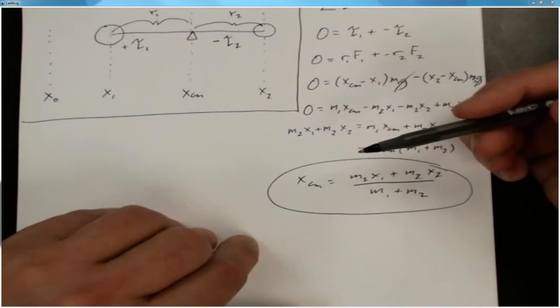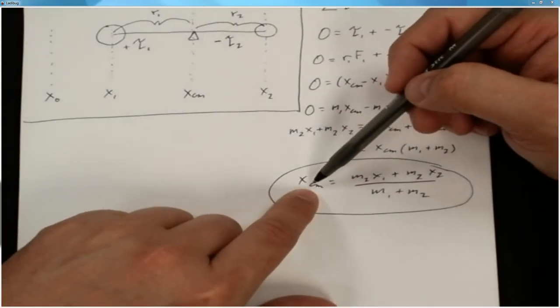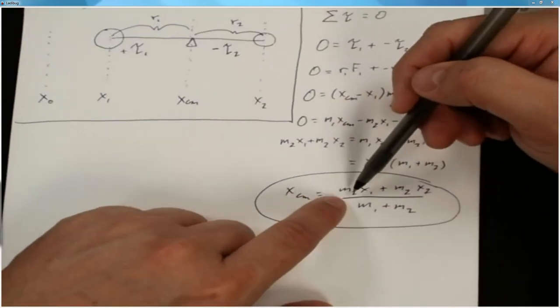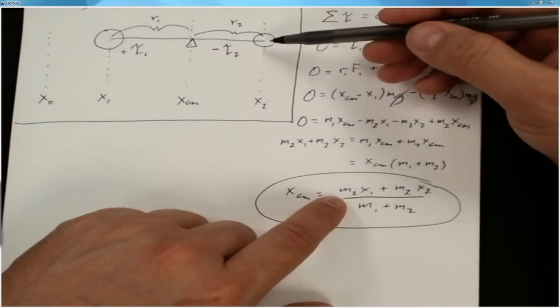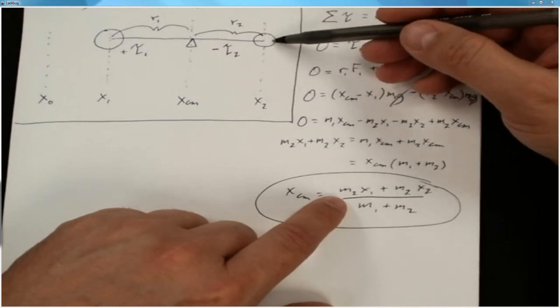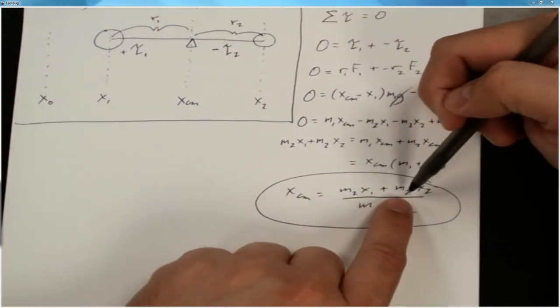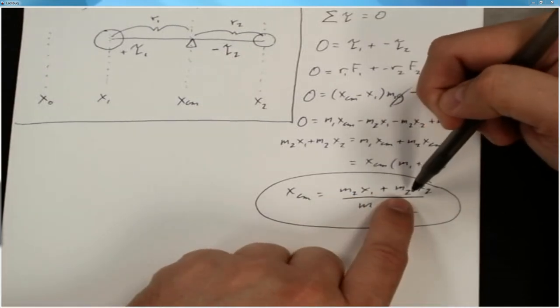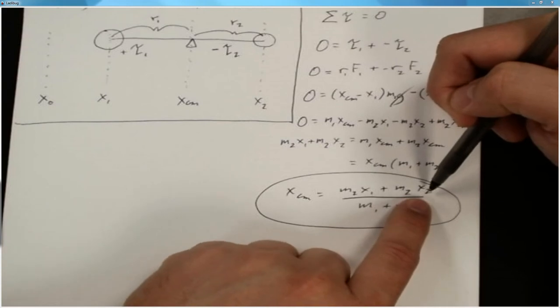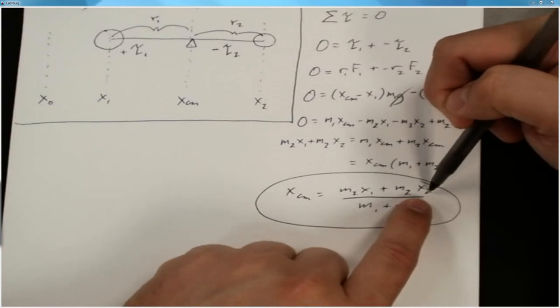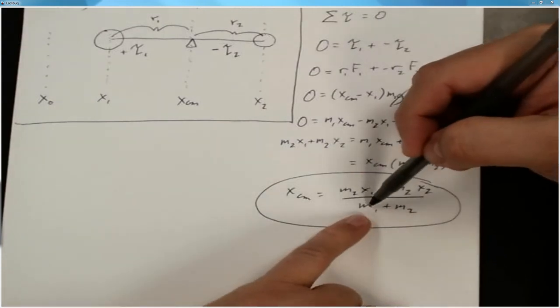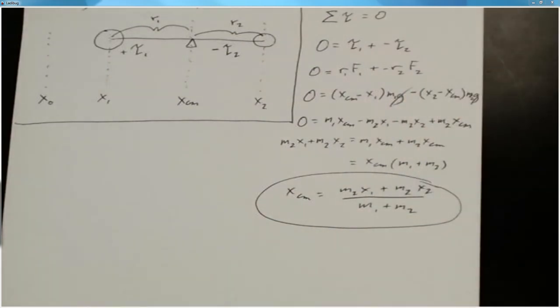In words, this means the distance to the center of mass of a pivoting object is equal to the mass on the left-hand side multiplied by the distance from the origin to the left-hand side plus the mass on the right-hand side multiplied by the distance from the origin to the right-hand side, divided by the mass on the left-hand side plus the mass on the right-hand side.